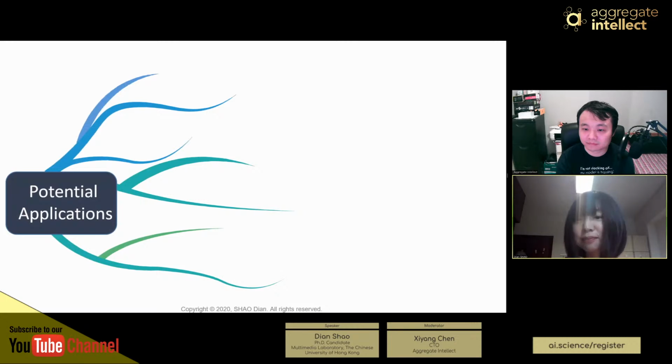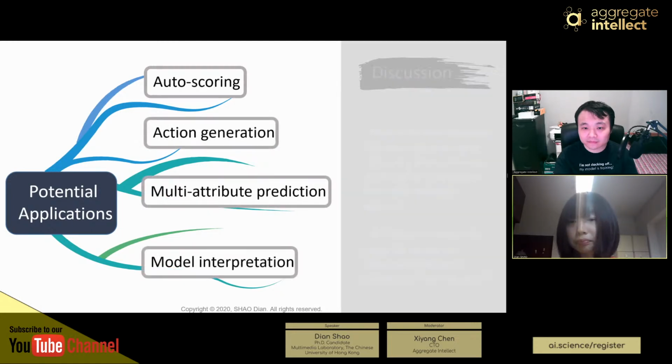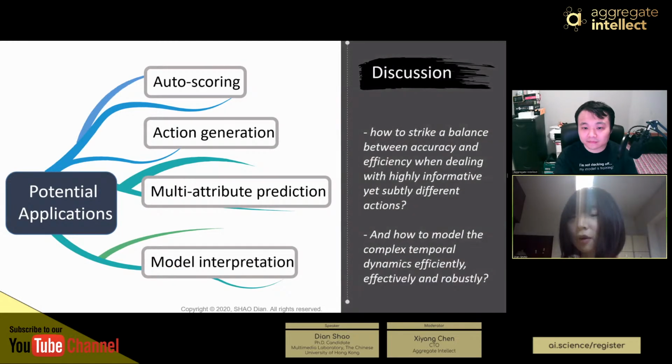Okay, at last, besides coarse and fine-grained action recognition and localization, we suggest some more potential applications of FineGym. For example, auto-scoring. Why can we do auto-scoring? Because we have already provided the difficulty scores for element categories. Those gymnastic actions are of different difficulty levels, with different difficulty scores for humans.